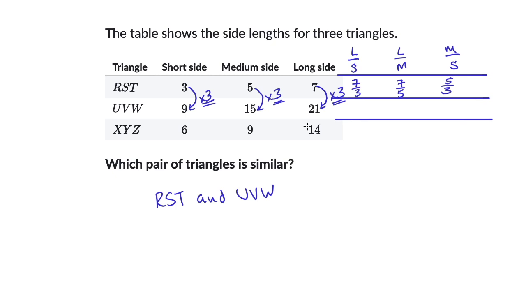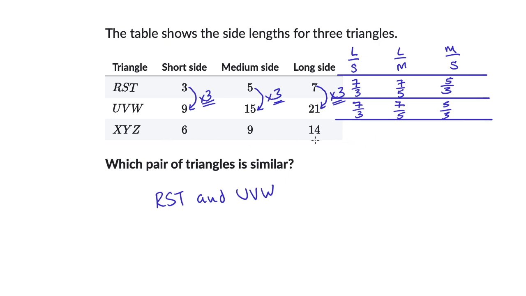Now let's do it for UVW. Long side to short side, 21 over 9, which is the same thing as 7 to 3. Long to medium, 21 over 15 is the same thing as 7 to 5. And then medium to short, 15 over 9 is the same thing as 5 to 3. You might already see where this is going, but I'm just going to keep going for completeness.